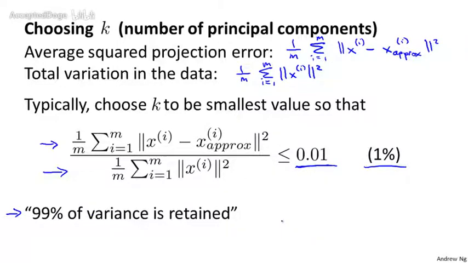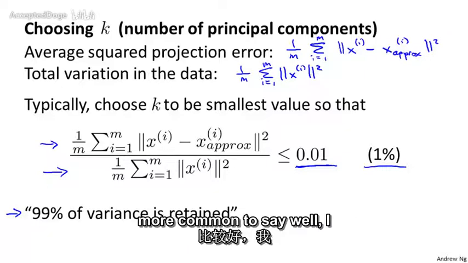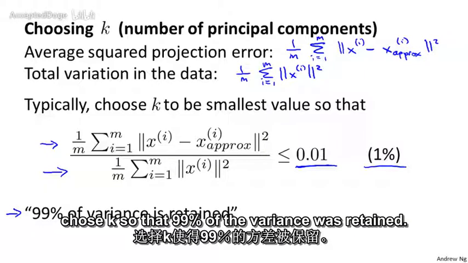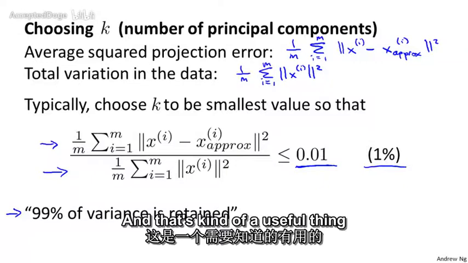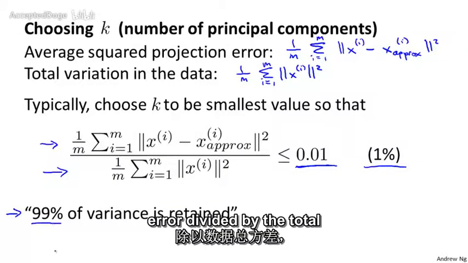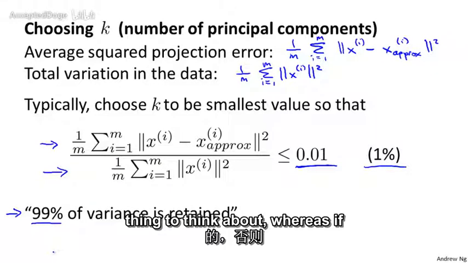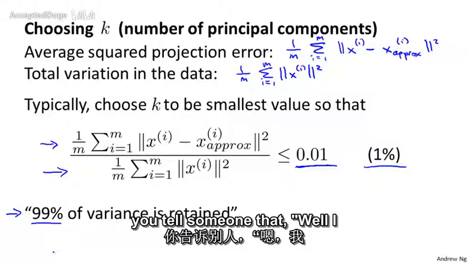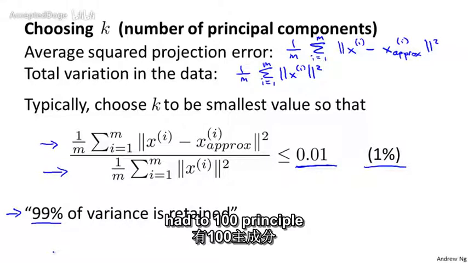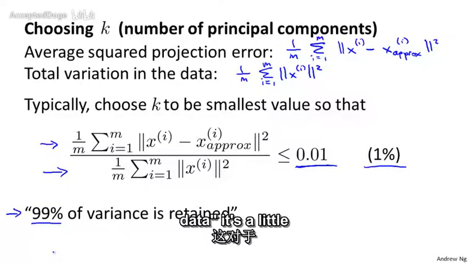And so if you are using PCA, and if you want to tell someone how many principal components you retained, it'd be more common to say, well, I chose k so that 99% of the variance was retained. And that's a useful thing to know. It means that the average squared projection error divided by the total variation was at most 1%. That's an insightful thing to think about. Whereas if you tell someone that, well, I had 100 principal components, or k was equal to 100 in 1,000-dimensional data, it's harder for people to interpret that.